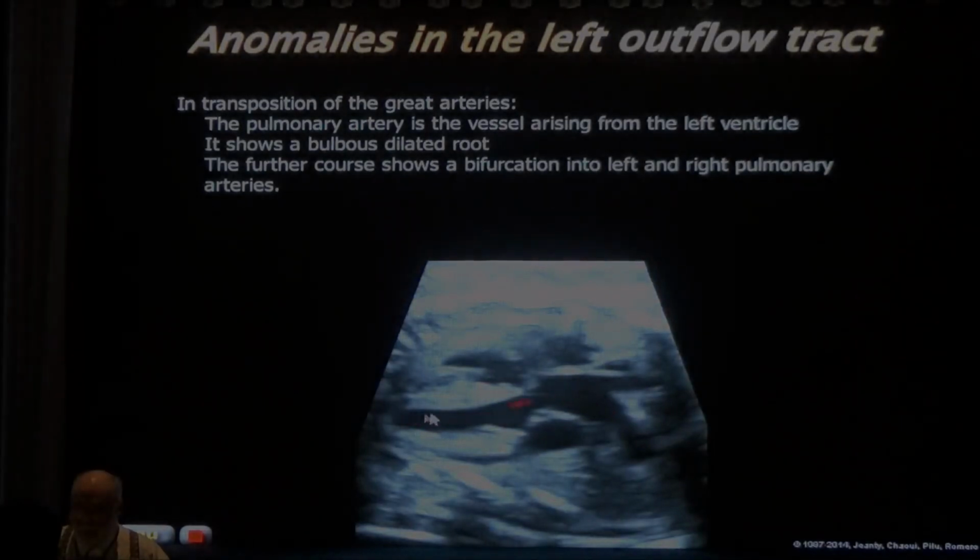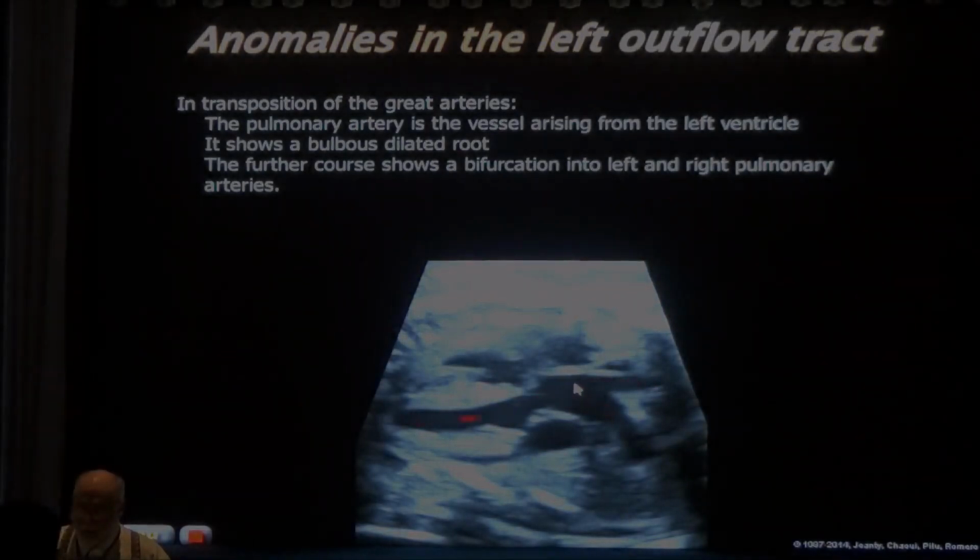Now here we have left outflow tract. It goes into the aorta, and surprise, surprise, this aorta is dividing in two vessels. The aorta should not be doing that. This is not the aorta, this is the pulmonary. And so this is not a normal left outflow tract. This is a detransposition of the great arteries.